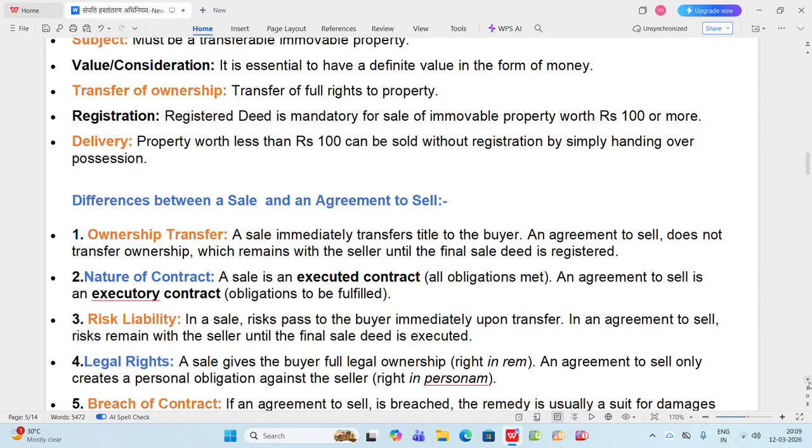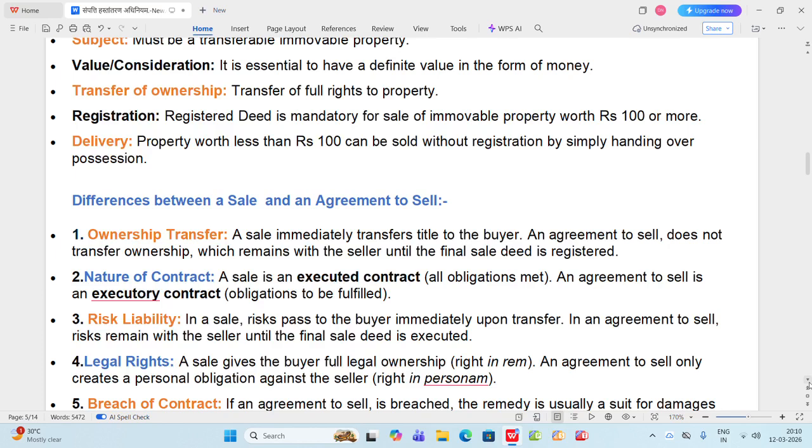In an agreement to sell, risk remains with the seller until the final sale deed is executed. Suppose you are planning to buy a house by an agreement to sell, then so long as there is no final deed, the risk remains with the seller. Means if the house catches fire, that is the risk on the seller. So this is the difference between sale and agreement to sell.